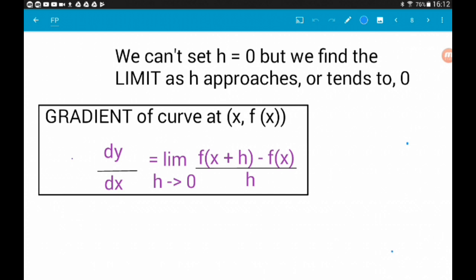Now we're going to see how that works in the next video, where we go over some examples of differentiating by first principles.